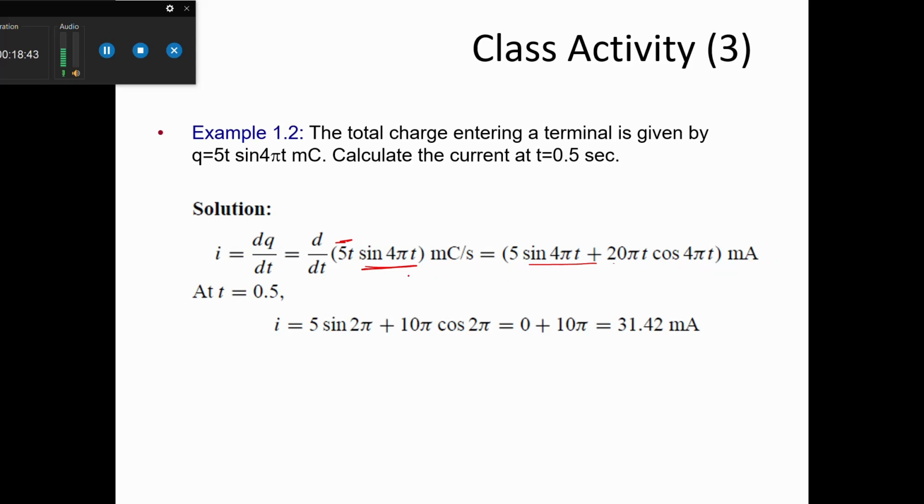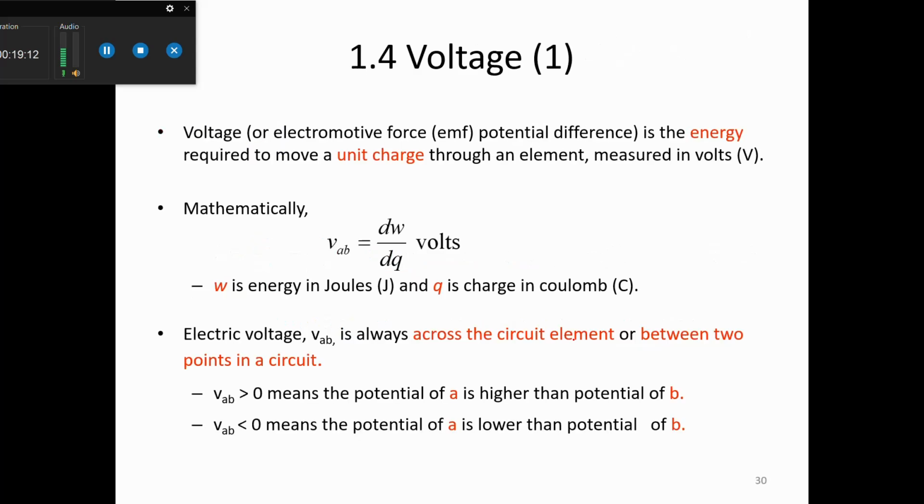and then we'll substitute the value t equal to 0.5 wherever we have the variable t. So t equal to 0.5 means 1 divided by 2, so this will be 2 pi, and again this will be 2 pi as well, and here this will be 20 pi t divided by 2 to 10. So we can have this term, and the current is basically 31.42 milliampere.